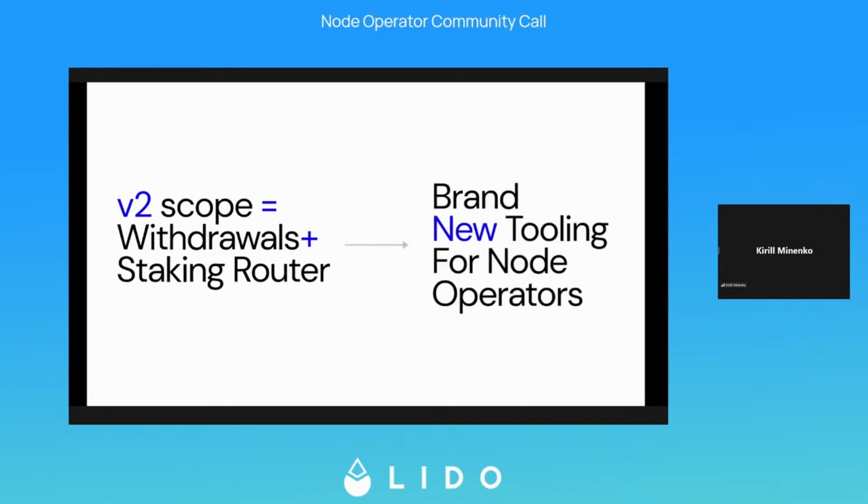The first scope is withdrawals. And as you know, it's the big thing for Ethereum, and we should be prepared. The second scope is a staking router, and it's basically the load balancer for stake. If you want to know more about staking router, you can watch the previous node operators call recording. So withdrawals and staking router are the brand new tooling.